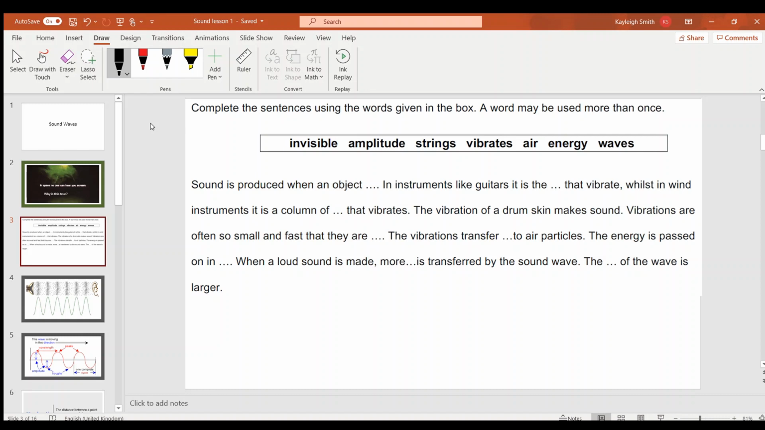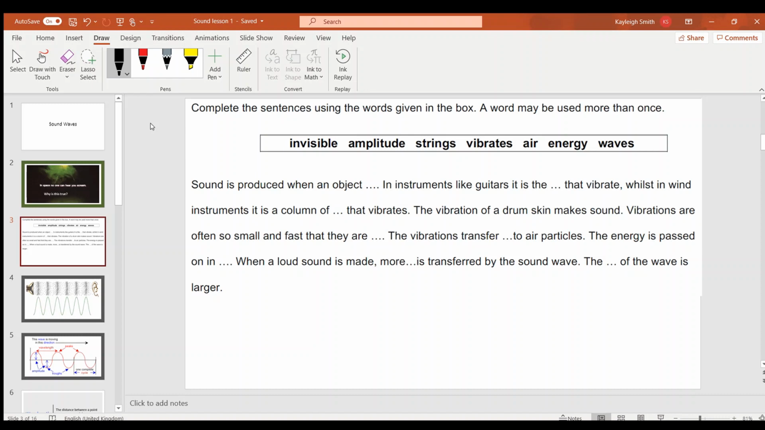Okay, so you've had time now to fill in those blank spaces, so let's go through what the words should be in each gap. Sound is produced when an object vibrates. In instruments like guitars, it is the strings that vibrate, whilst in wind instruments, it is of course a column of air that vibrates. The vibration of a drum skin makes sound. Vibrations are often so small and fast that they are invisible.